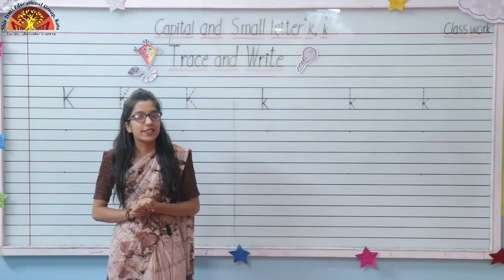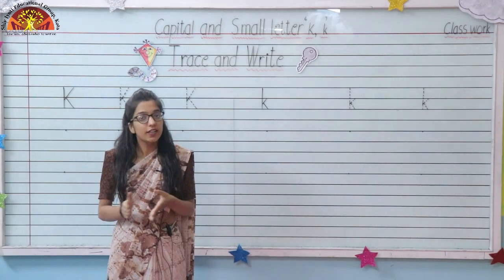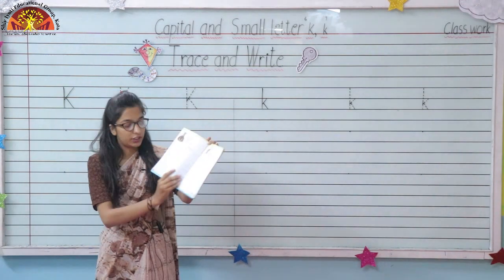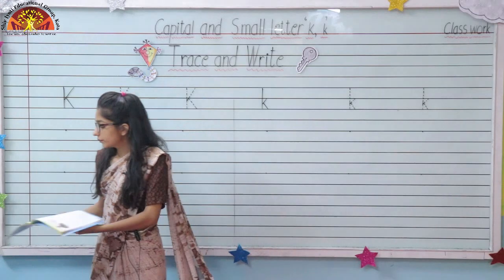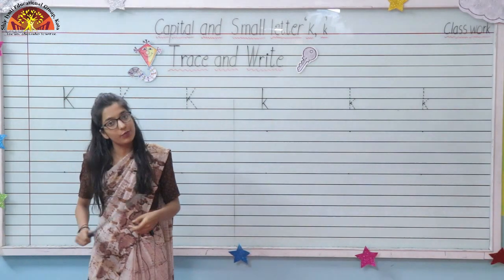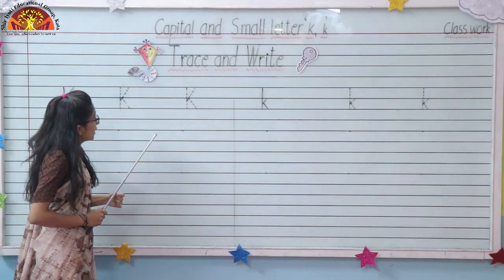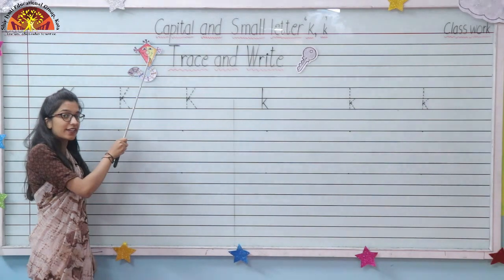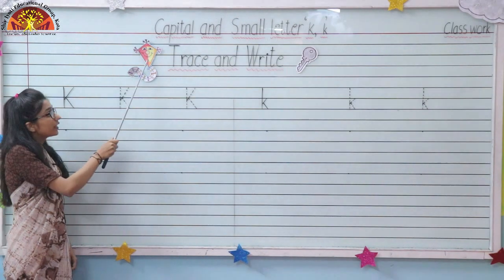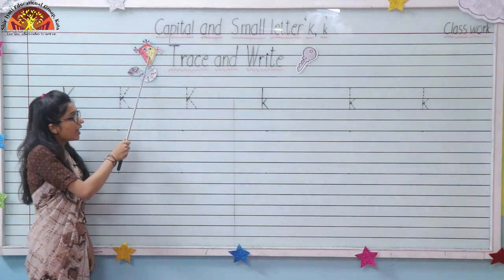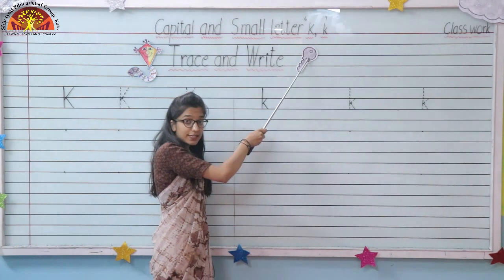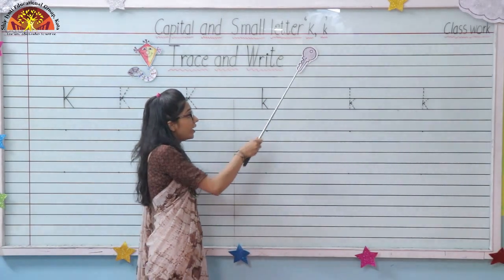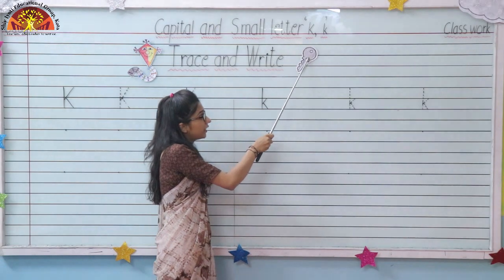Now we will trace and write capital and small letter K. So come to page number 34. Let's see some pictures related to capital and small letter K. Kids, tell me what is this? This is a kite. K for kite. Tell me what is this? This is a key. K for key.